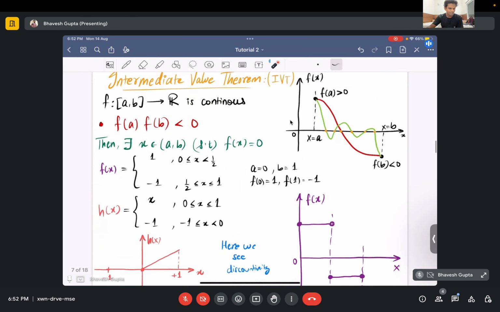So you cannot apply the intermediate value theorem over here. If you check, h(x) doesn't have any root, even though the values at the boundary points are opposite. So that's the idea.